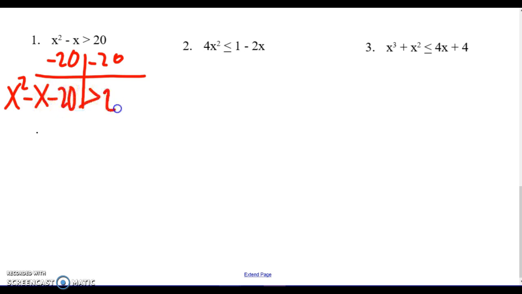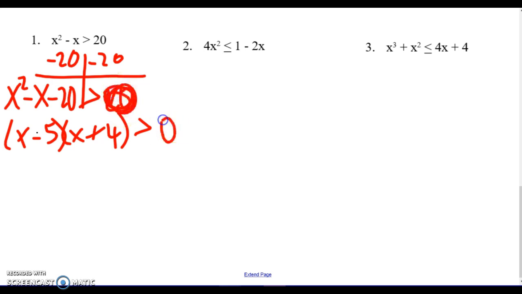Okay, x squared minus x minus 20 is greater than 0. So I look at this, I'm going to factor it and find my zeros. So (x minus 5)(x plus 4), right? Greater than, that should have been 0. Okay, so my two zeros are at 5 and negative 4.